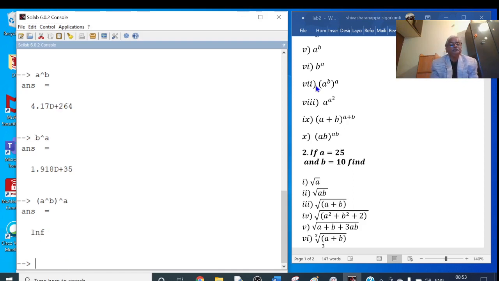Press the enter button. Here this is infinity. A to the power of B is a big number. To the power of A is again a big number. Infinity is denoted by INF in Scilab.